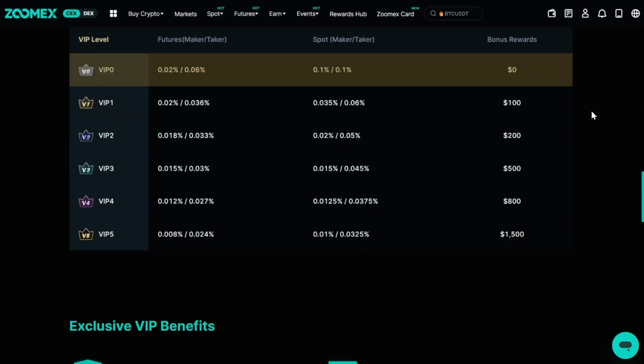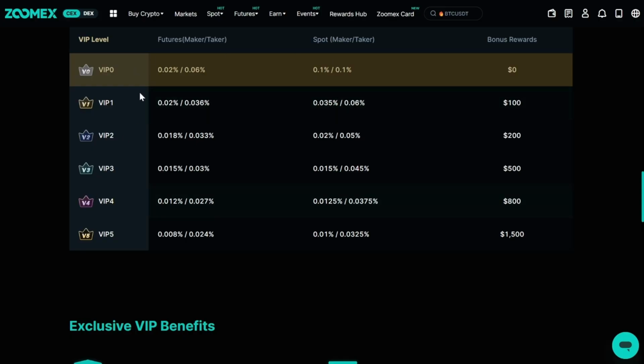Exchanges usually charge two types of trading fees. We have a maker fee and a taker fee. Maker fees apply when you place a limit order, while taker fees apply when you execute a market order. We can see for the basic spot trading level, the maker and taker fees are both 0.1%.